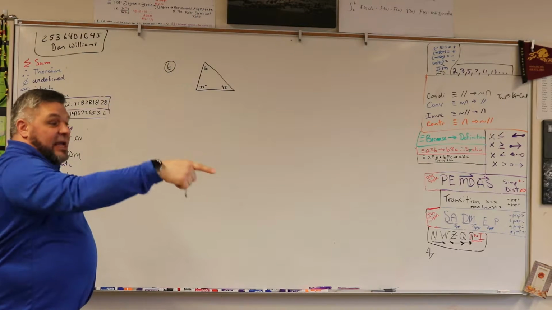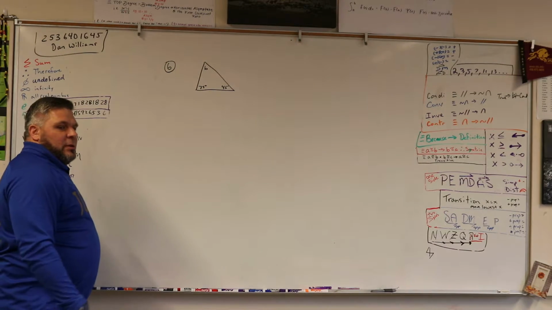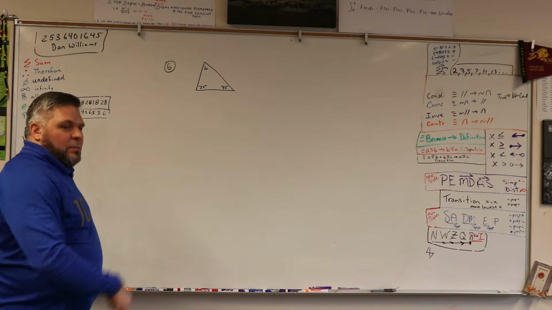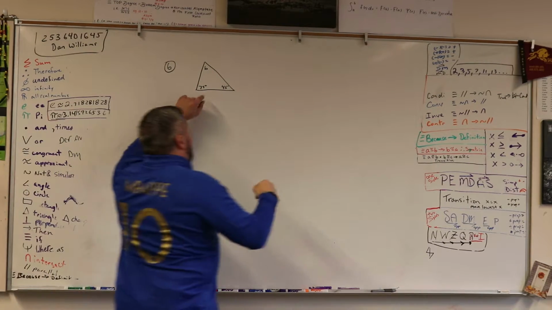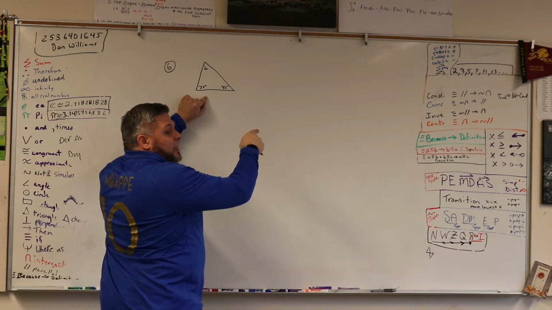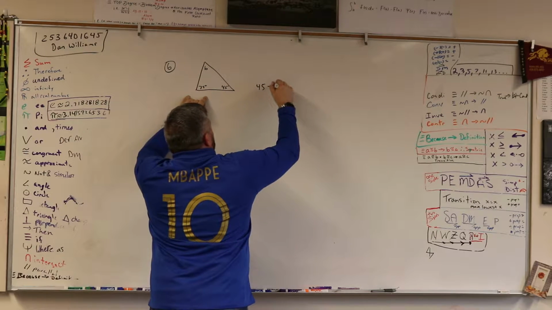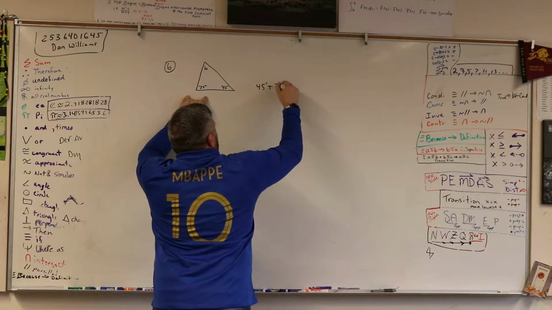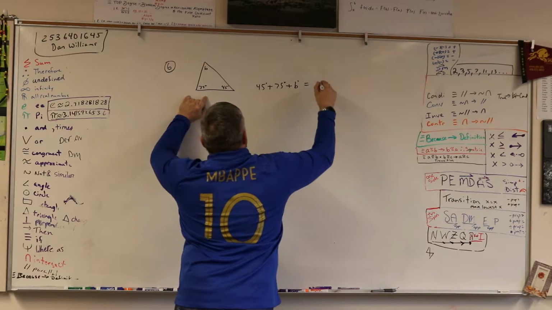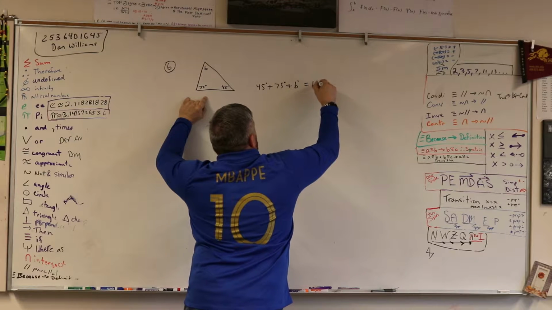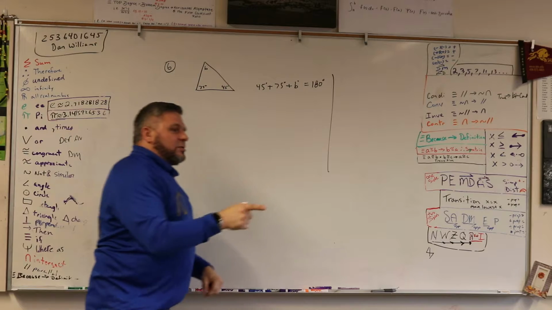Scaling, good. And what about the angles? 90 and 180. But what do they add up to be? 180, right? All the angles in a triangle add to be 180. So I got 45 degrees plus 75 degrees plus b degrees is equal to what? 180 degrees, right? And what is that called?